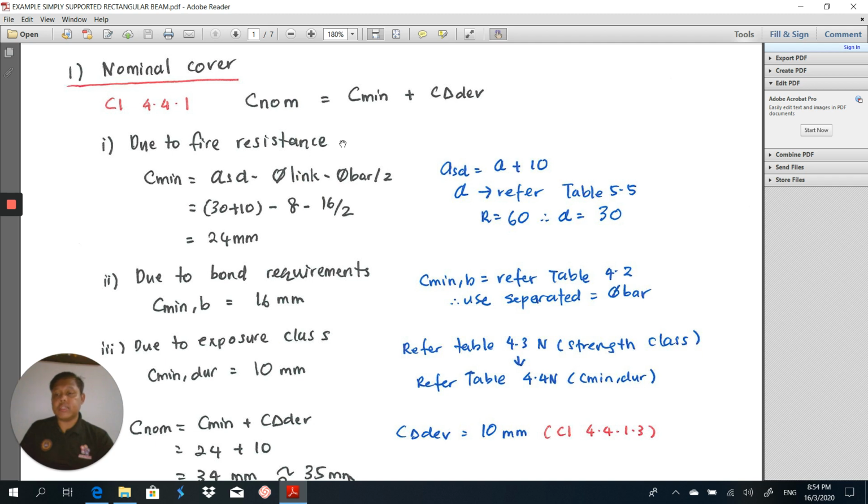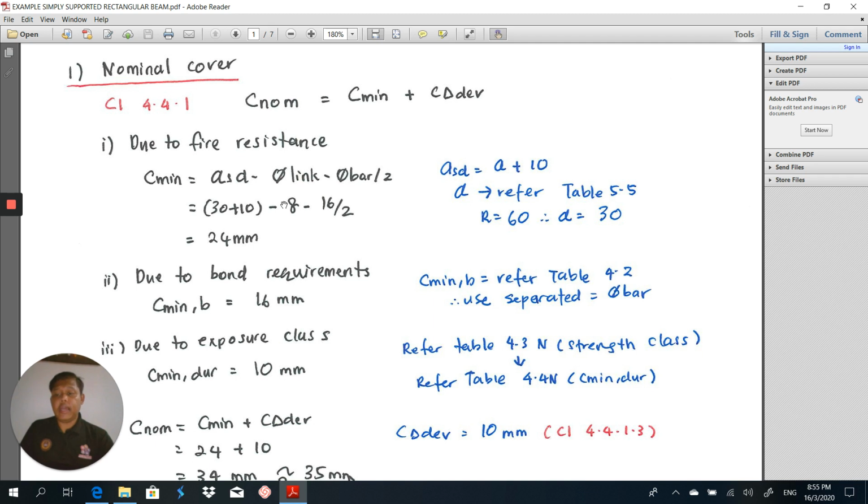We know that the fire resistance given here is 1 hour. So the formula to calculate the C minimum due to the fire resistance is equal to alpha SD minus diameter link minus diameter bar over 2. The alpha SD is equal to alpha plus 10. How do we determine alpha? We can determine alpha by referring to table 5.5 for simply supported beam. Then we refer to R60 with a B of 200 millimeter. Therefore, we can determine the alpha value is 30.